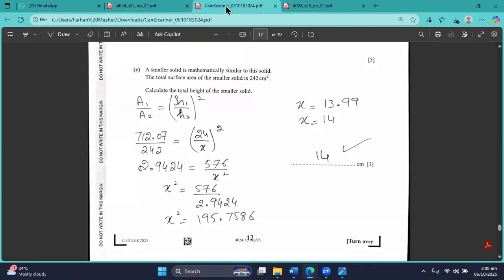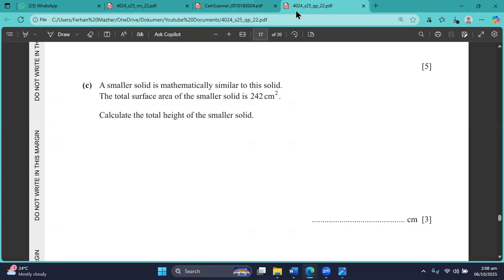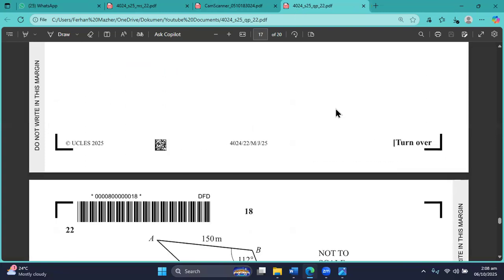This is a very famous concept. Okay, similar solids. The ratio of the areas of the similar solids is equal to the square of the ratio of their heights. Okay, so I hope you understand this. So we are going to the next question.